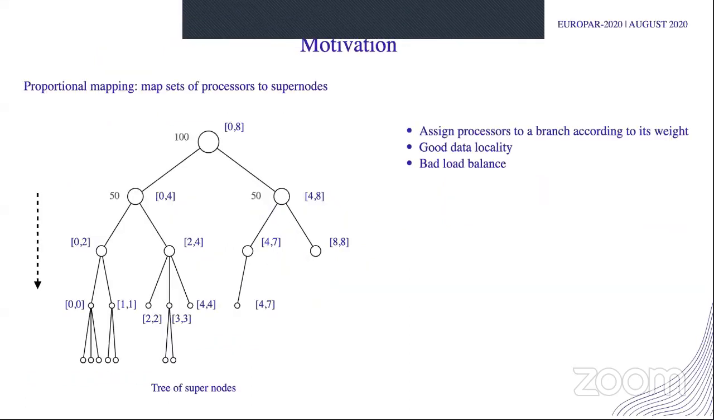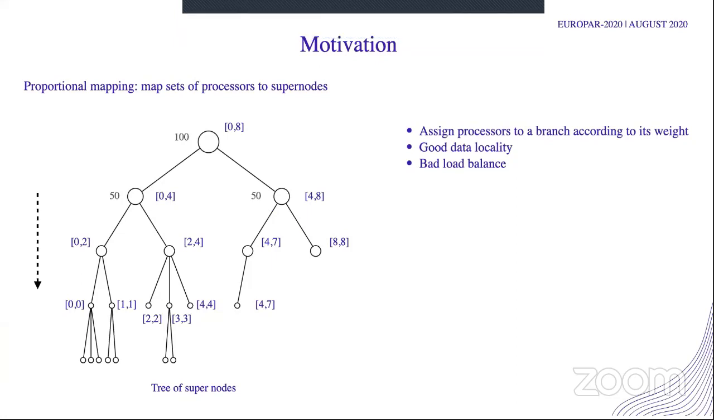Let's see the first step. Proportional mapping is a widely used classical approach to solve this resource allocation problem. Following a top-down way, it assigns processors to a branch of nodes according to their relative weight. Let's see an example. On the left-hand side, we have a tree of supernodes. The weight of the whole tree is 100.